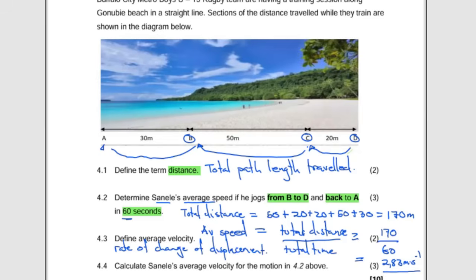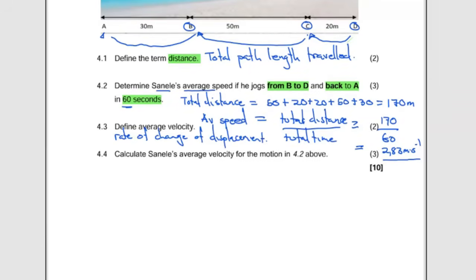Then we're going to proceed to 4.4, which is to calculate Sanelli's average velocity in 4.2 above. So we're looking for average velocity. In terms of the average velocity, remember, your velocity is equivalent to delta x over change in time. So now let's look at our displacement, which is delta x.